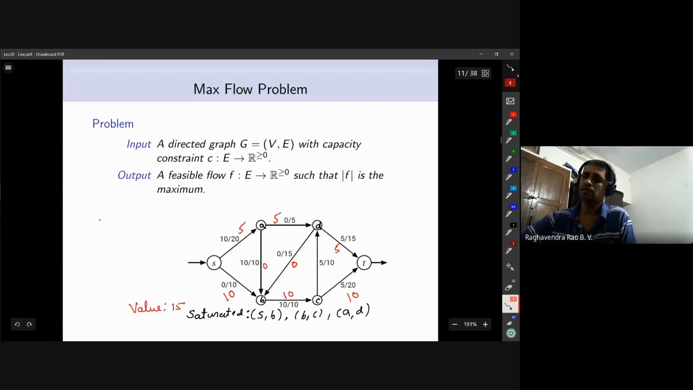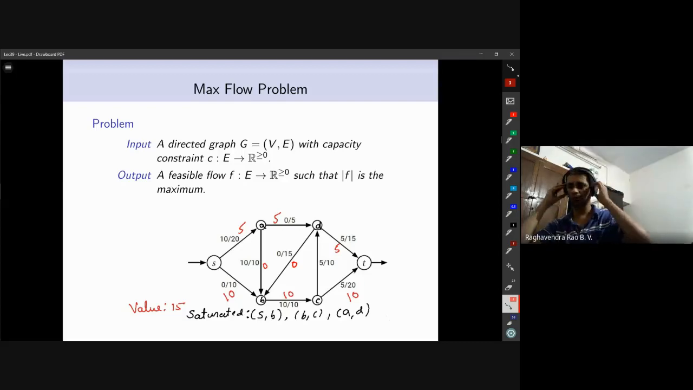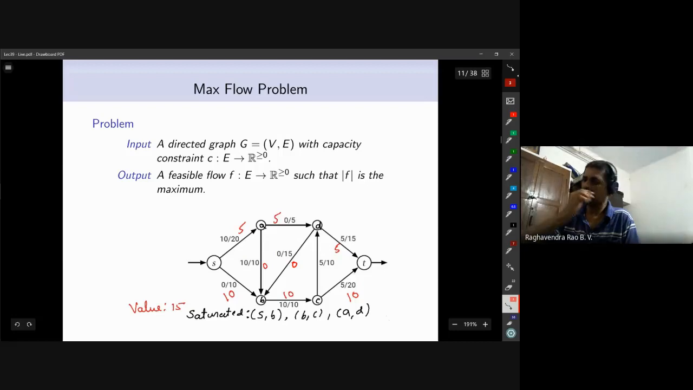It turns out that this is the maximum value of any S to T flow in this network. How? I'll tell you very soon, we'll see how to reason that this is the maximum. Otherwise there is no easy way to judge, right? There could be some other assignment. How do you know that this is the maximum? Modulo seeing how, I'm just telling you that this is the maximum.